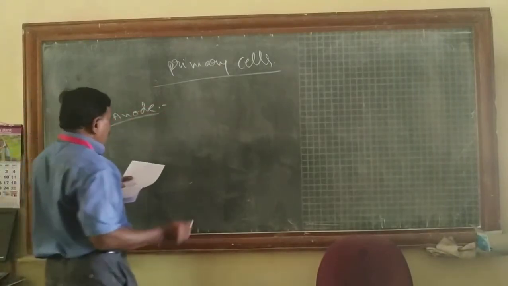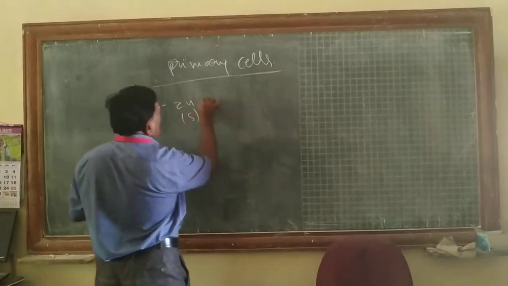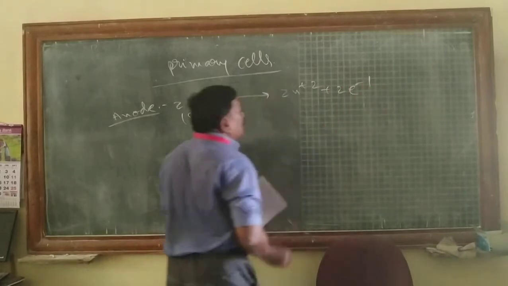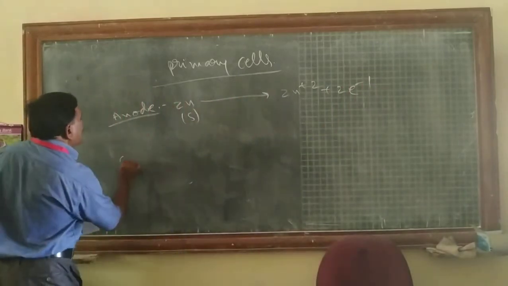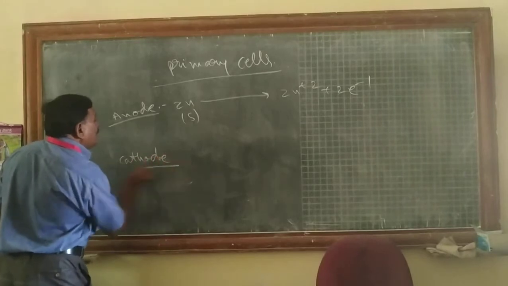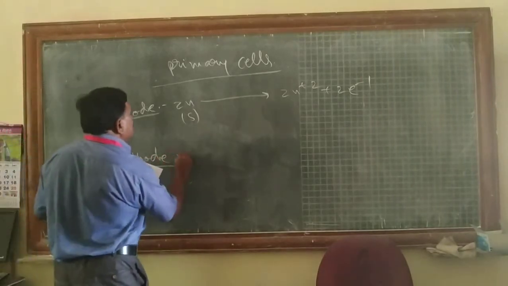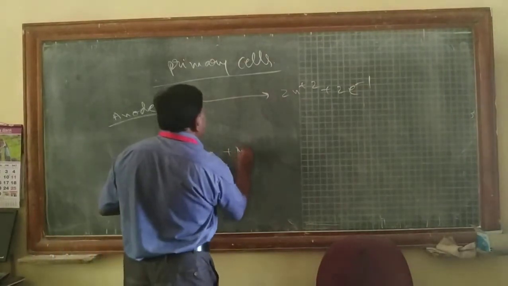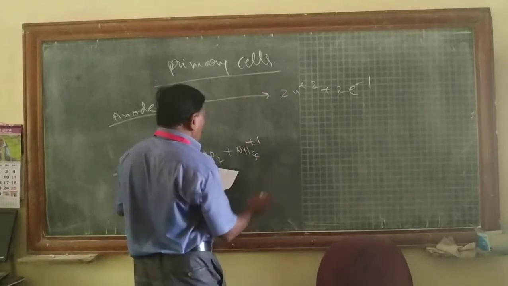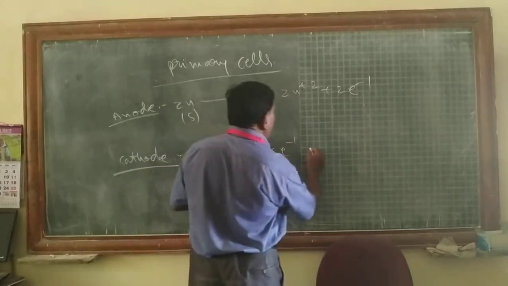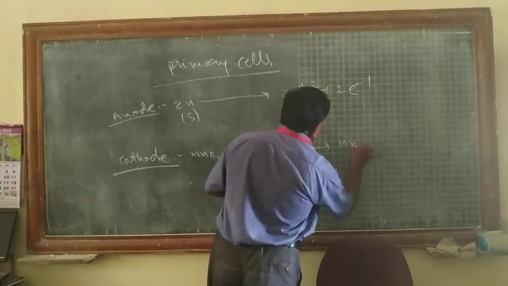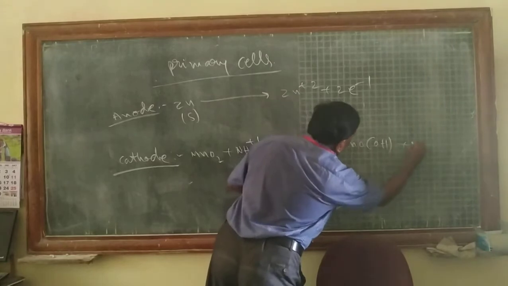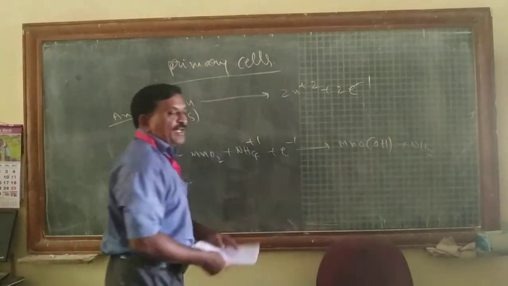At the anode we have a zinc rod, which is solid. It decomposes into Zn2+, and 2 electrons will be liberated. At the cathode, the reaction occurs like this: manganese dioxide, MnO2, plus NH4+ plus an electron, forms the compound MnOOH, and ammonia will be liberated.